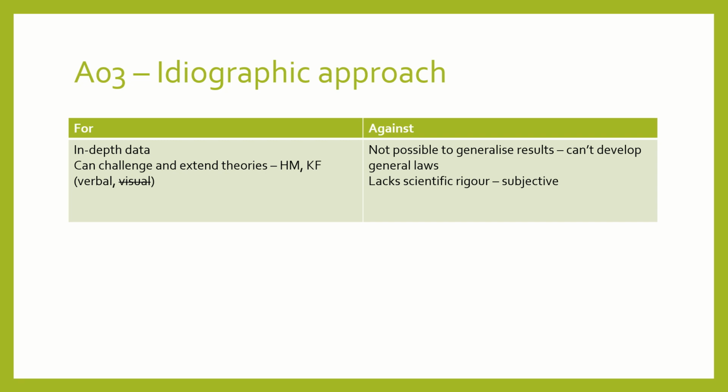It doesn't account for individual differences, and therefore the results cannot be generalized to everybody in the target population. And the key issue with that is that means we cannot develop general laws, which is the whole point of psychology as a science, to be able to develop general laws and be able to predict and explain human behavior as a whole. The other issue with it is that it lacks scientific rigour, so the methods that they use to approach it, such as case studies, unstructured interviews and self-report, are all potentially very flawed and lack scientific rigour.